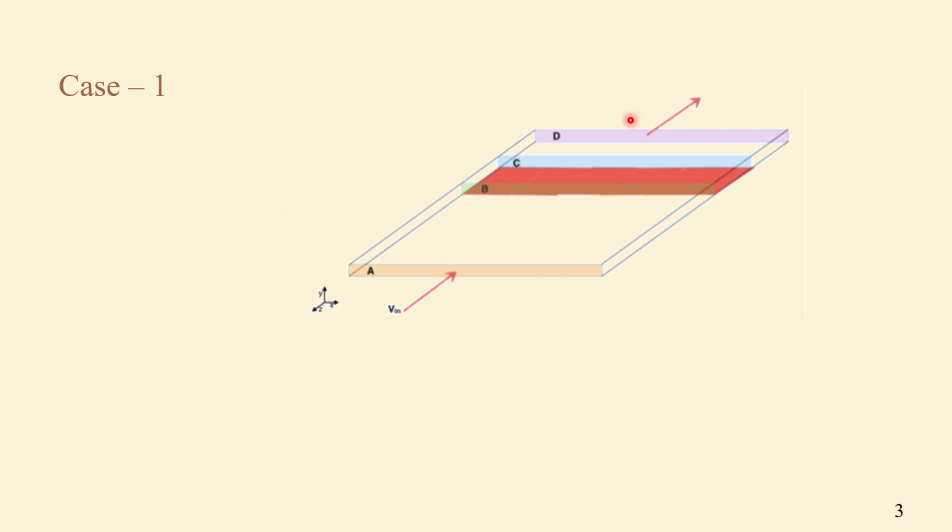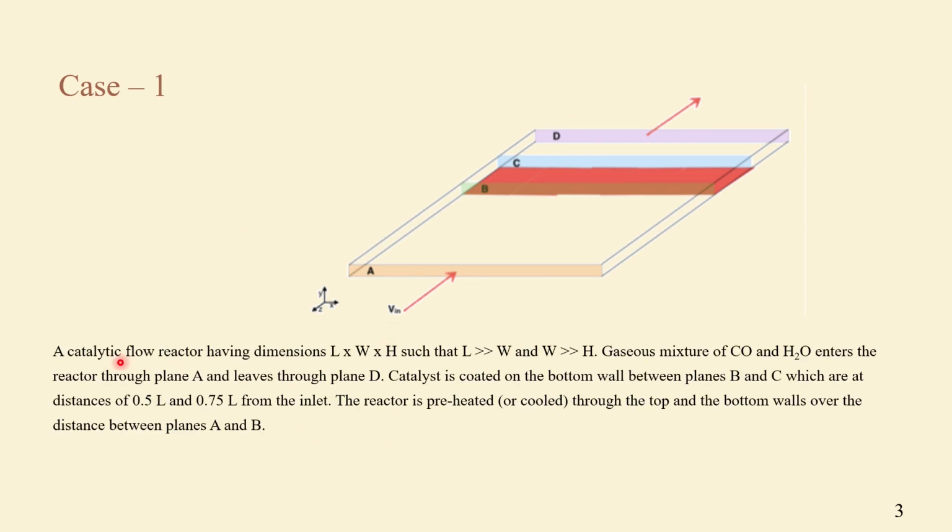The case involves this particular geometry, and we will see what is given. A catalytic flow reactor has dimensions length L into W into H, such that L is very much greater than W and W is greater than H. A gaseous mixture of carbon monoxide and water enters the reactor through plane A and leaves through plane D. Catalyst is coated on the bottom wall between planes B and C, which are at distances of 0.5 and 0.75 times L from the inlet. The reactor is preheated or cooled through the top and bottom walls over the distance between planes A and B.